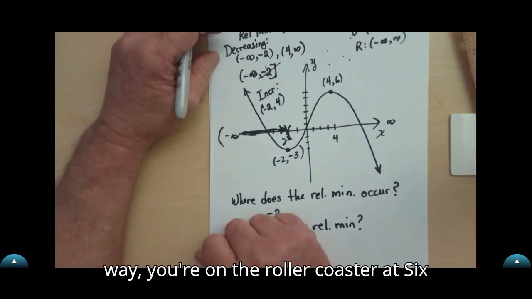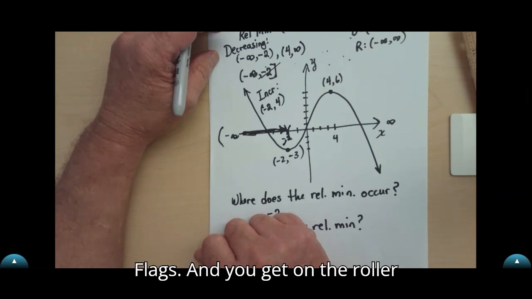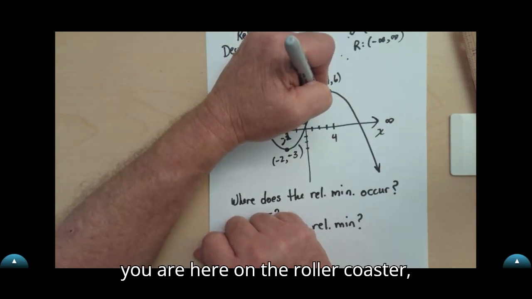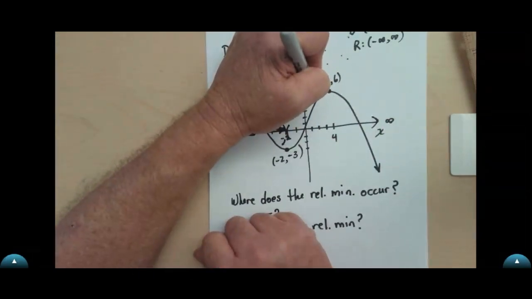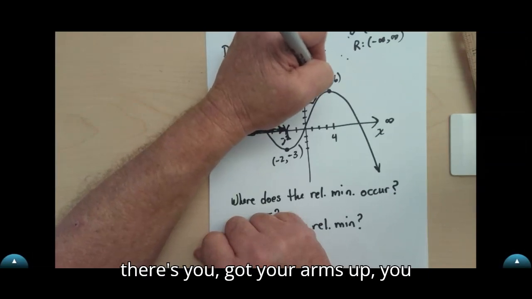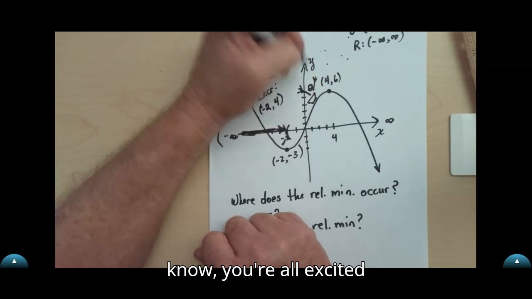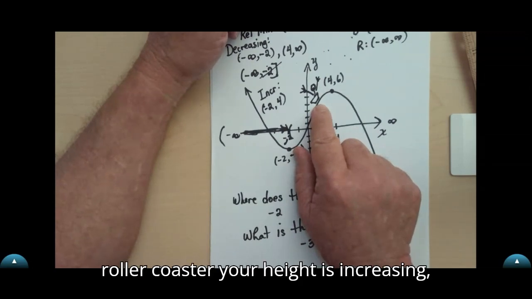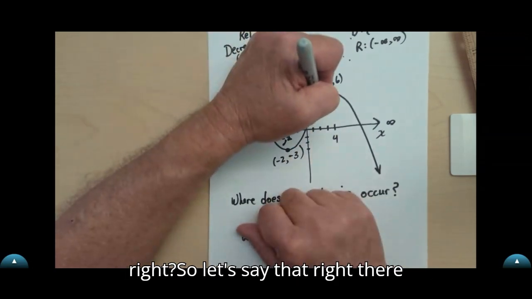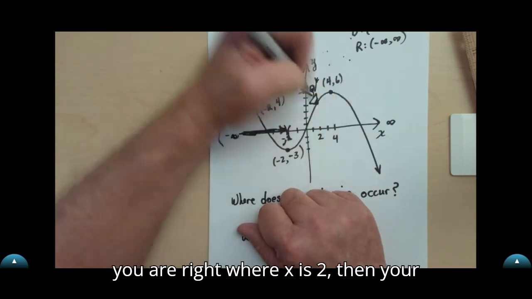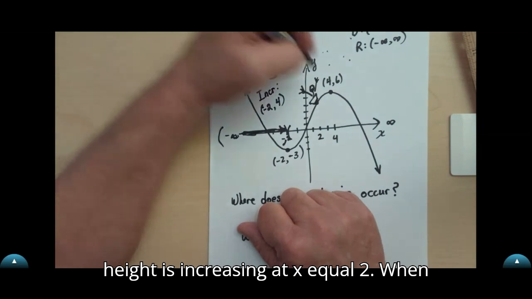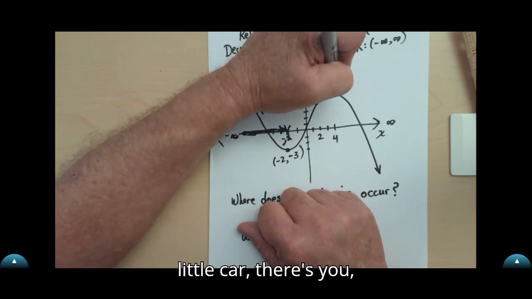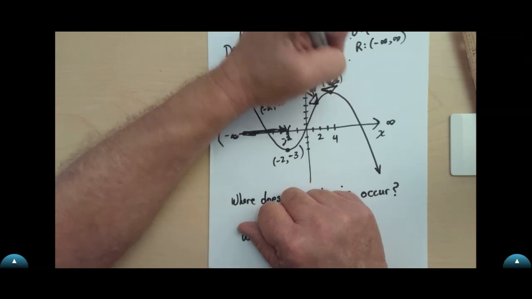And so think of it this way. You're on the roller coaster at Six Flags. And you get on the roller coaster, whee, and so on. When you are here on the roller coaster, there's your little roller coaster. There's you, got your arms up, and you're all excited and feeling so brave. Do you agree that right here on the roller coaster, your height is increasing, right? So let's say that right there, you are right where x is 2, then your height is increasing at x equals 2. When you get here to the very top of the roller coaster, there you are in your little car. There's you smiling.